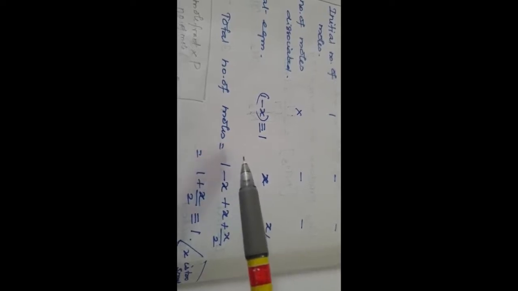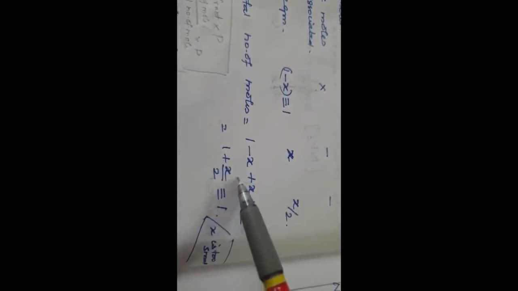Okay, so the total number of moles, because we have to calculate Kp, the partial pressure, and for that we need the total number of moles. The total number of moles can be calculated as 1 minus x plus x by 2, which gives 1 plus x by 2. x is a very small value, so we can neglect it, and the total number of moles is equal to 1.